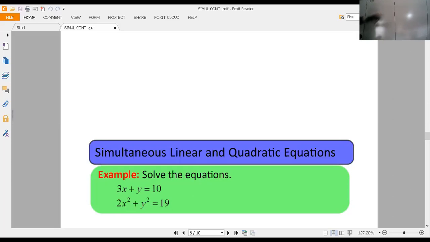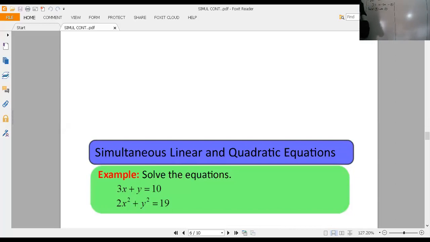When you consider this, it's very easy for us to make y the subject of the formula. How do we do that? You have it to be y equals 10 minus 3x. You can call that equation 3. If this is 1, this is 2, this should now be 3. So this being successful, we can therefore substitute for y, which is 10 minus 3x, into equation 2. Are you all following?